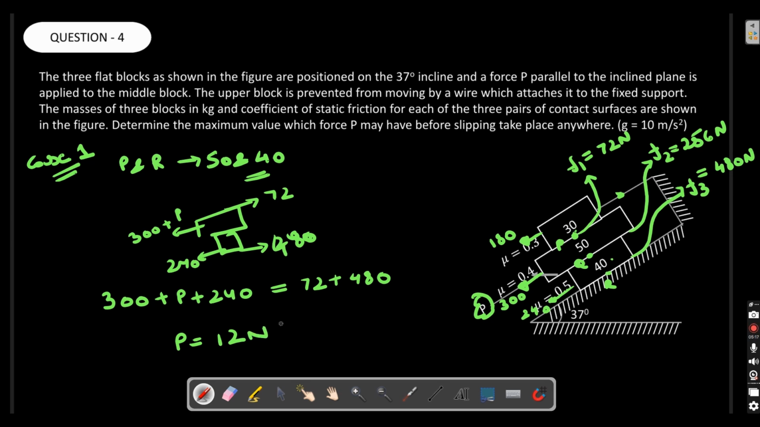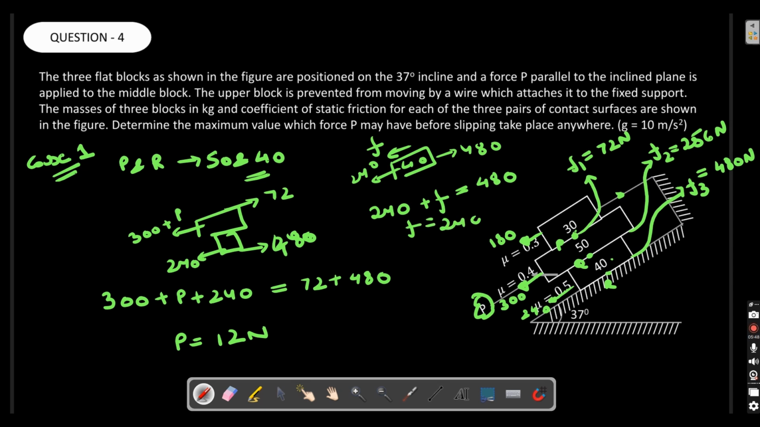Now we need to verify whether this is right or wrong. If there is relative slipping, come on, now analyze this particular 40 kg block. Here you have 240, here you have 480. Now this particular friction F will support this, then only it will balance 480, no? Then only they'll travel together. So 240 plus F is equal to 480. Excellent. Now from here I get F equal to 240, which is less than 256. So whatever we have done is right. So in the first case itself, we got the right answer, that is 12 Newton.